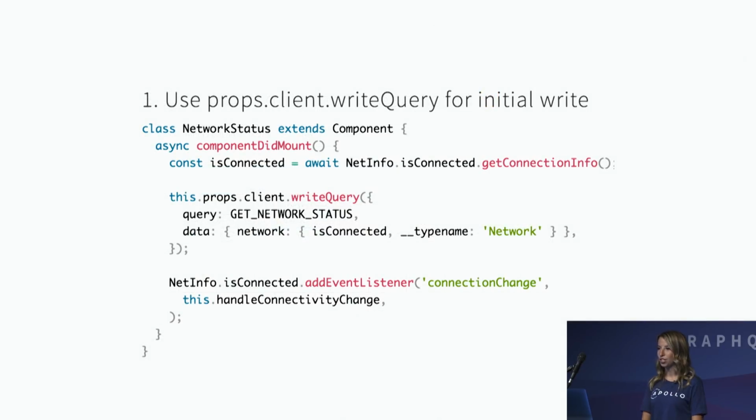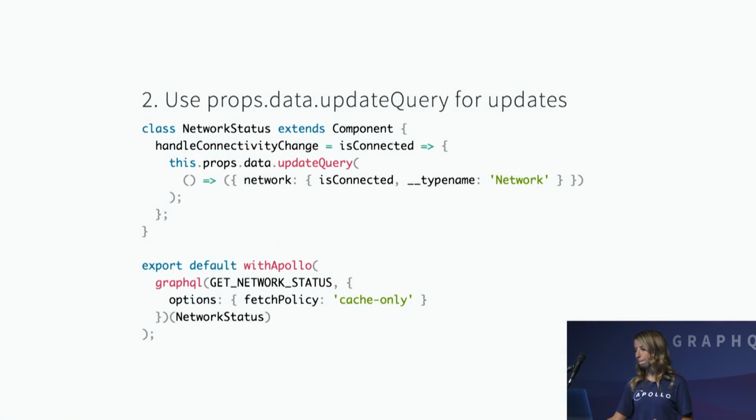So let's break down what we just saw in code. To perform the initial write, you will need to use the writeQuery method that you can access from the client. To use this method, we pass in our query and then the data that we want to write to the store. You only have to call this method once for the initial write. To update the data in the store, we call updateQuery, which you get from the data prop exposed by React Apollo. What you do here is pass in a function that returns the data that you want to update the store with.